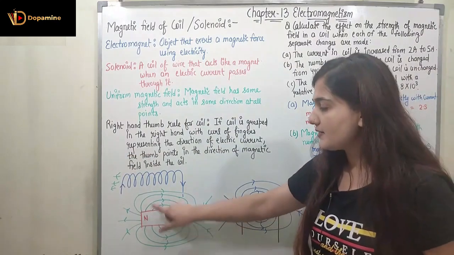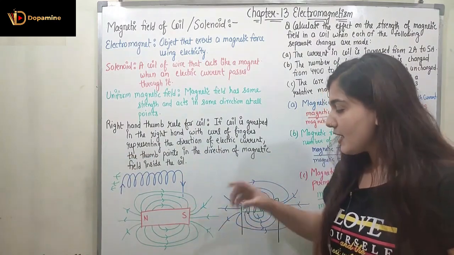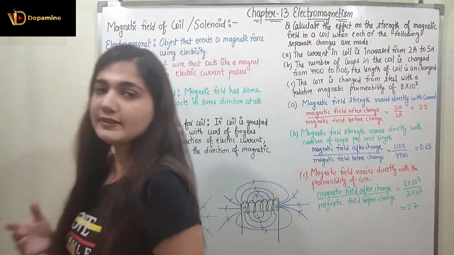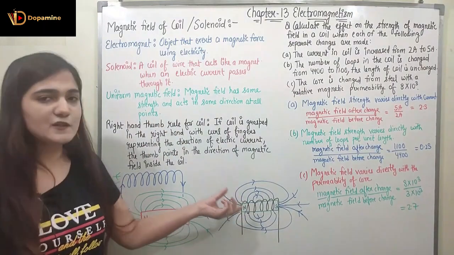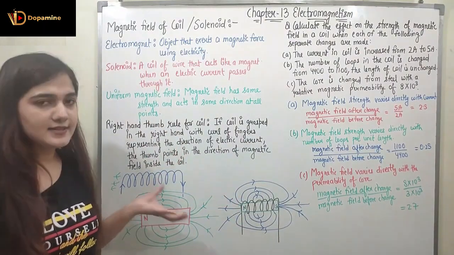So this is a bar magnet and these are the field lines of the bar magnet, right? Now the solenoid resembles the bar magnet, right? So the field lines for the solenoid are nearly the same as for the bar magnet.